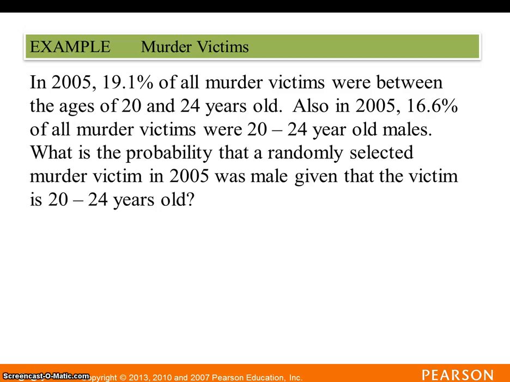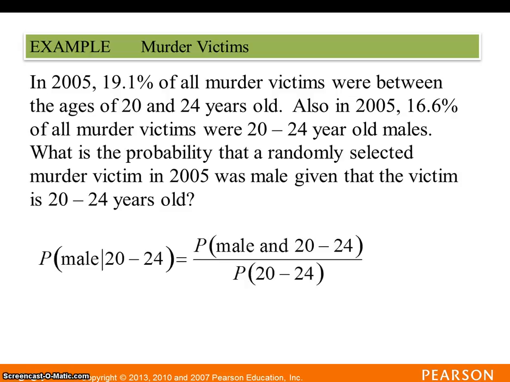What is the probability that a randomly selected murder victim in 2005 was male, given that the victim is 20 to 24 years old? In this case, we want to calculate the probability that the person is male and between 20 and 24, given that they're already between 20 and 24. In other words, given that the person is already between 20 and 24, what is the probability that they're going to be male?